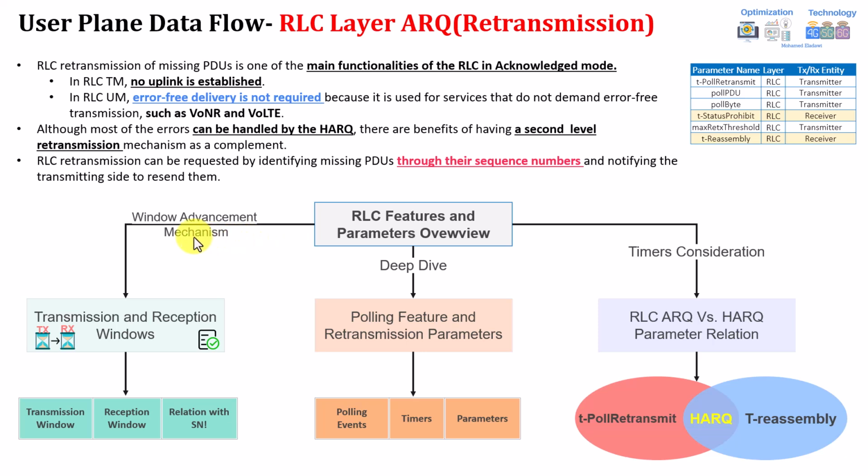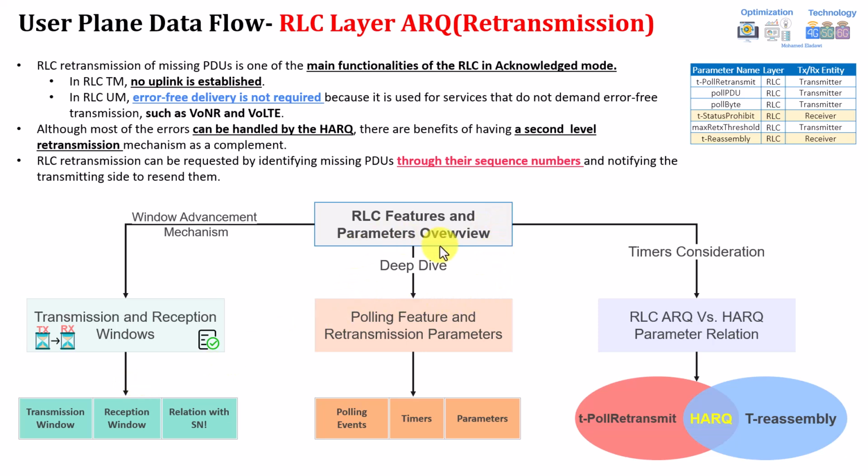The first one is related to something called the window advancement mechanism. You need to understand how the transmitter and receiver have something called window size, which decides the sequence numbers and throughput and many other things. I will be explaining that part in detail, with a high-level visualization example, to see the relation of the sequence number and what kind of transmission window and reception window we have, and how these windows work.